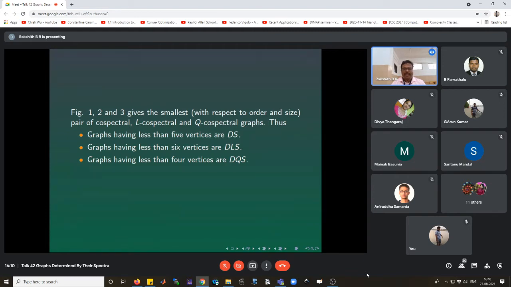So DS means they do not share their adjacency spectrum. DLS means they do not share their Laplacian spectrum. DQS means they do not share their Signless Laplacian spectrum with any other non-isomorphic graphs.